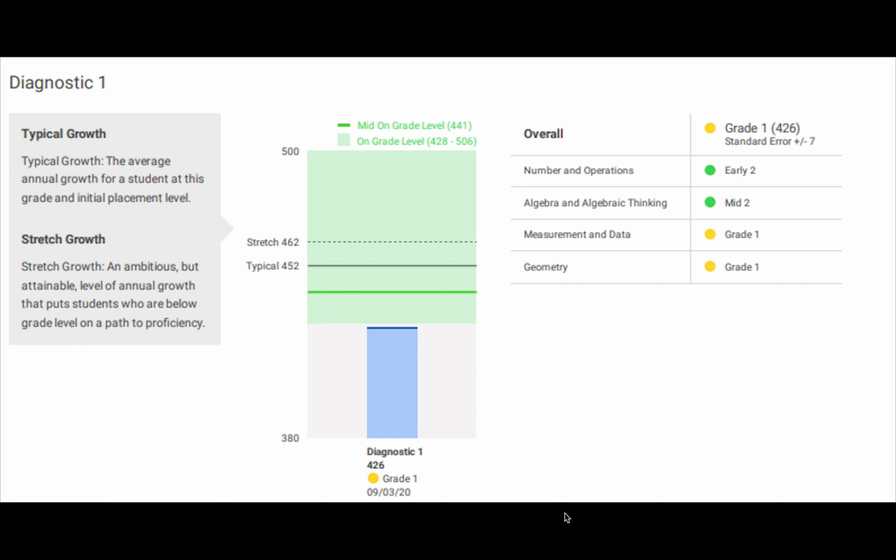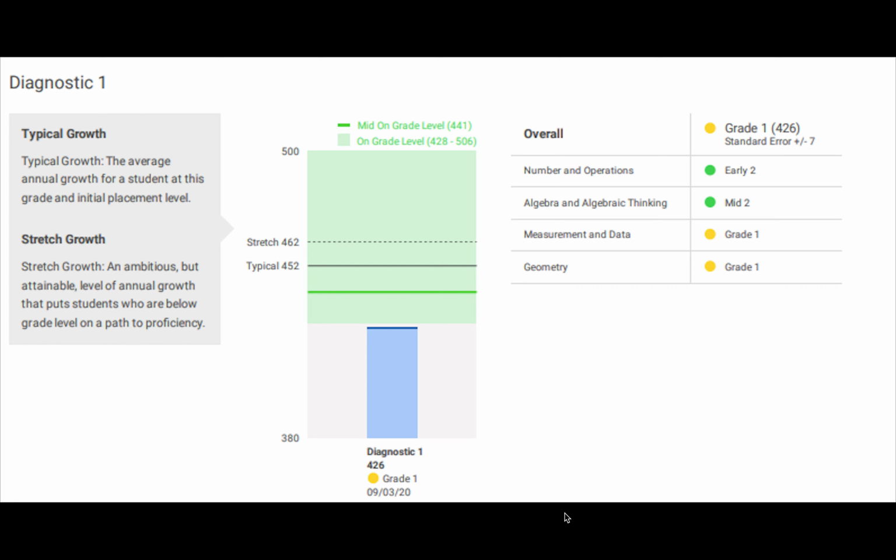Going back to the middle where there's that blue bar, you can see your student's score represented by that bar as well as a green range above it. That green range represents all of second grade, meaning that from the bottom of the green all the way to the top, which is a score of 428 going up to 506, that's the range that students usually go through during their year of second grade as they continue to advance.